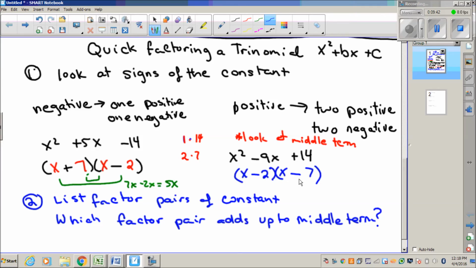Negative 2 times negative 7 will give me a positive 14. x times x is x squared. The negative 2x minus 7x will give me a negative 9x. So I know I have factored this correctly.